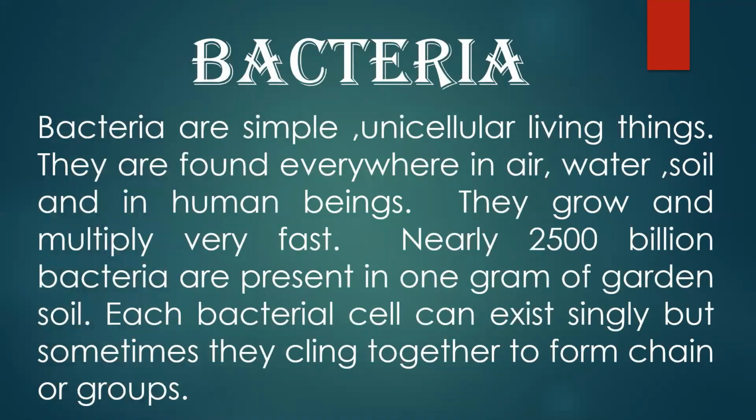Bacteria. Bacteria are simple unicellular living things. They are found everywhere in air, water, soil, and in human beings. They grow and multiply very fast. Nearly 2,500 billion bacteria are present in 1 gram of garden soil. Each bacterial cell can exist singly, but sometimes they cling together to form a chain of groups.